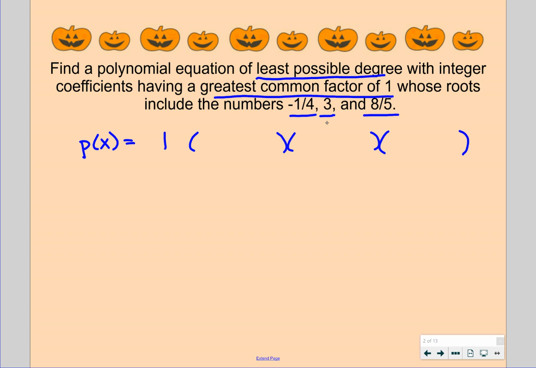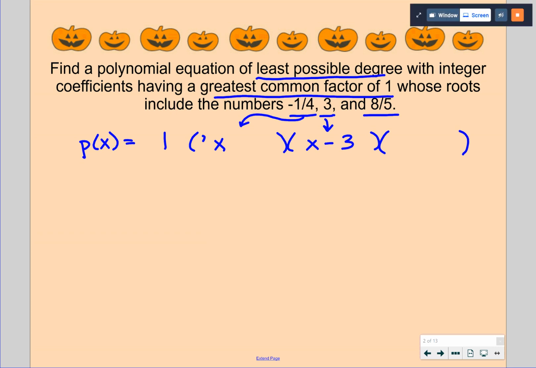So we'll do the middle one first. If I have a solution of 3, what should that factor have been? What would you have to set equal to 0 to get 3 as a solution? x minus 3. So make sure you include that variable in all of these factors. That's going to give me that polynomial. Okay, so x minus 3, you can check it, set it equal to 0, gives you 3. Good. Okay, what, with an x, would I need to set equal to 0 to get -1/4 as a solution? Very good. 4x plus 1, because you would have to subtract 1 and divide by 4.